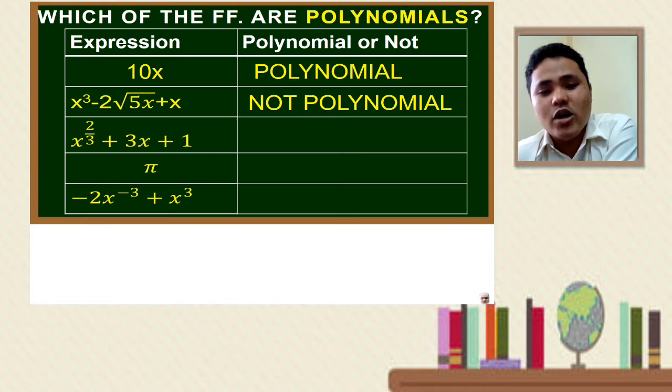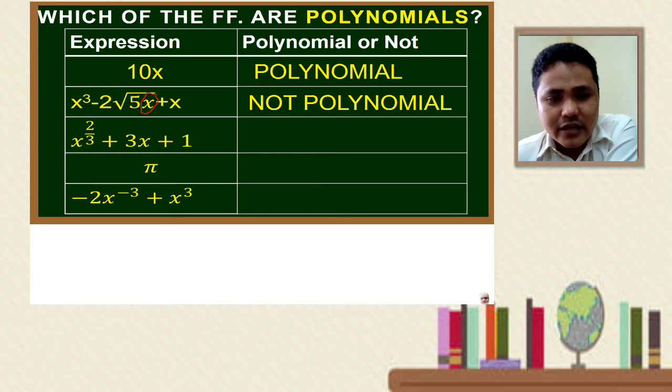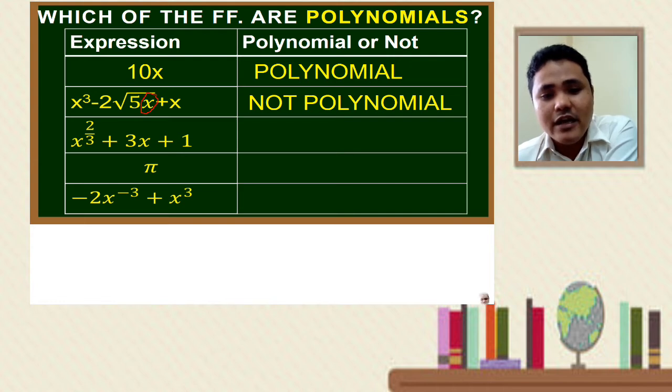Why? Because the variable x here is under a radical symbol. A radical is a square root, so automatically the exponent of variable x here is a rational. It's a fraction. So automatically, when a radical symbol encloses a variable, it can no longer be called a polynomial.